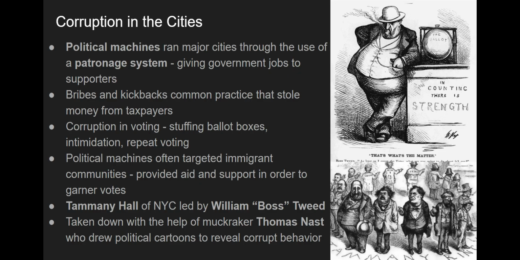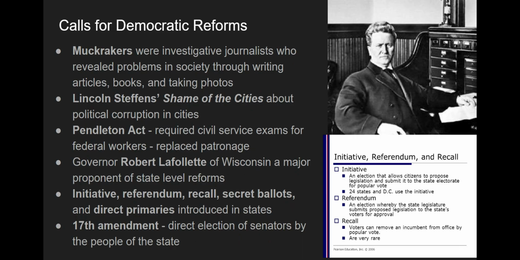So they maintained their power in the cities for a really long time. And again, it's because they actually did provide a lot of support to immigrants and other poor people. They were seen as defending the working class, even though anyone who was educated also understood that they were stealing money and continuing corruption in these cities. So, what do you do about these things? You need to have democratic reforms to address these problems.